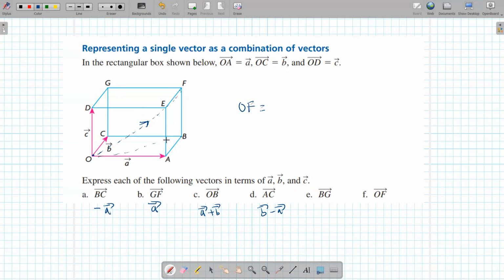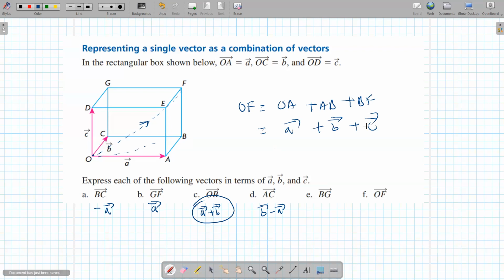To get to OB, we did this before. That's A plus B, or in other words, OA plus AB. This gets you to OB, and then we need to get to F, so plus BF. So it's a three-parter. OA is A, AB is B, and finally, BF is vector C. And there you go. That's the answer to F. Cool. All right. We're done.